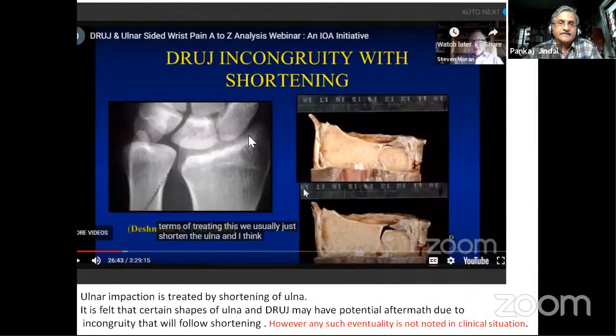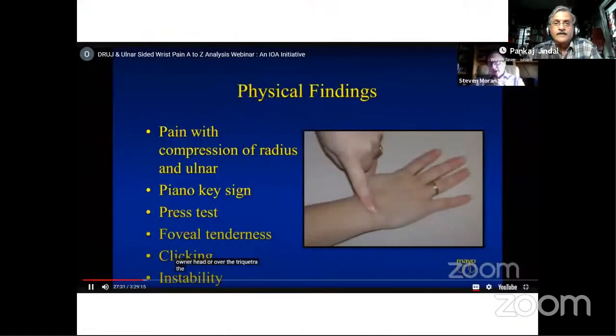And then the next thing that we heard from Professor Moran, whose picture you see here: if you are doing ulnar shortening, you do not really have to worry about the shape of the DRUJ, whether it is oblique this side, oblique this side, or vertical, because they have not eventually noted any clinical problems about the shape of the DRUJ. We have another 1 minute here.